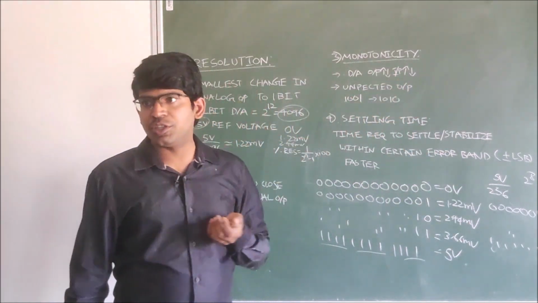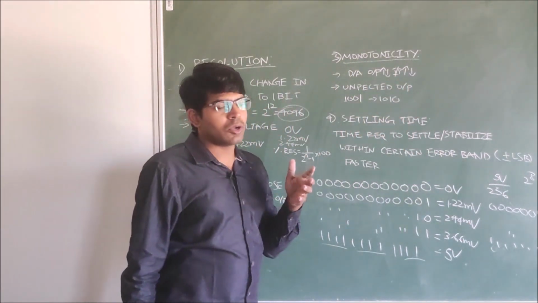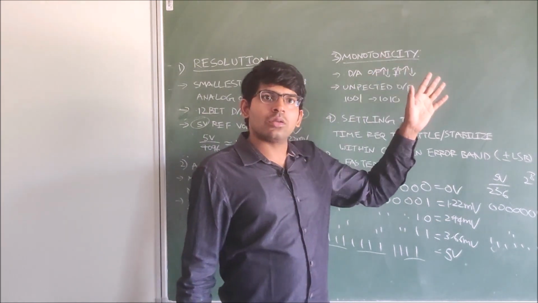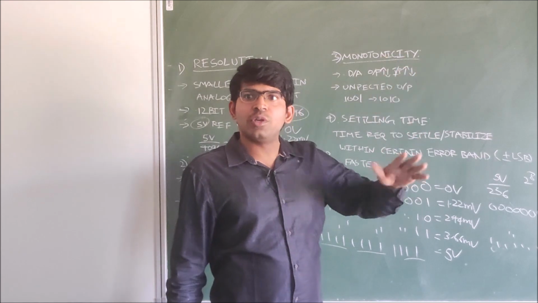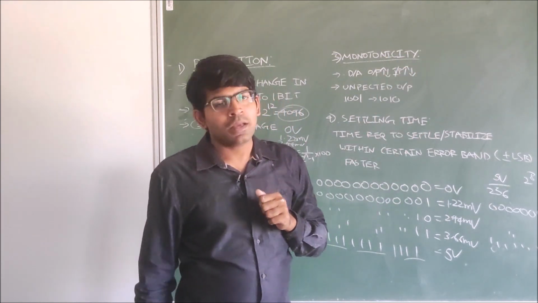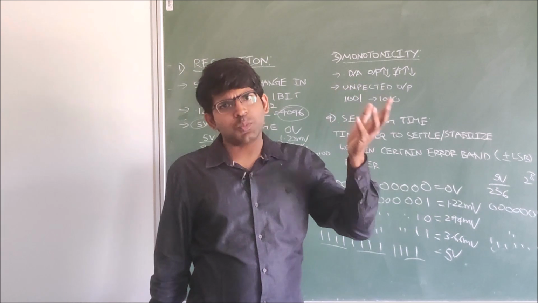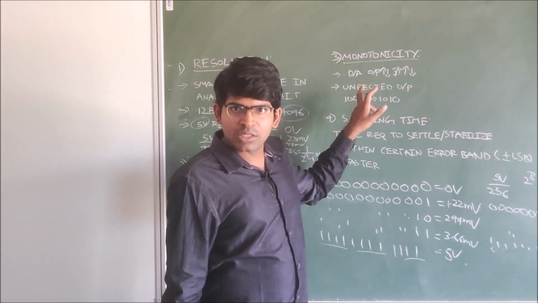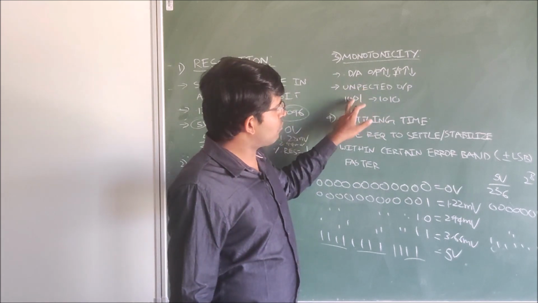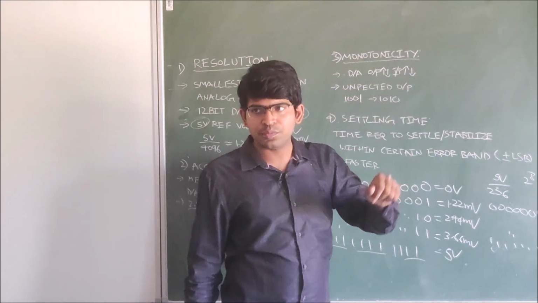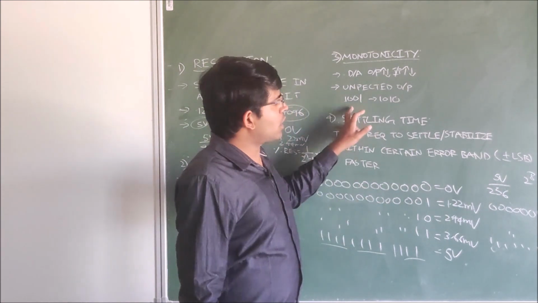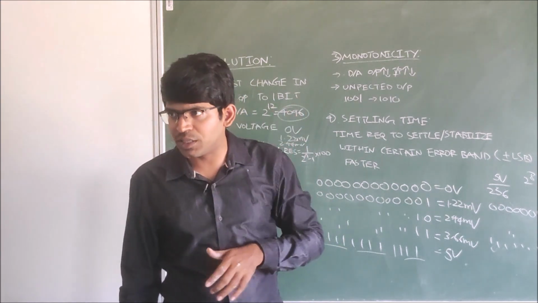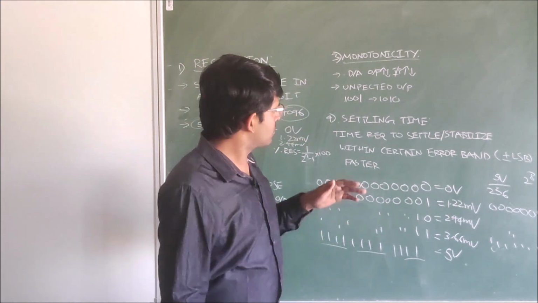Next one is monotonicity. Monotonicity means if the input value is decreasing, we expect the output value to decrease with respect to the input. If the digital input value is changing from 1001 to 1010, then the output value should also increase. But instead of that, if it is decreasing, then it is not monotonic.